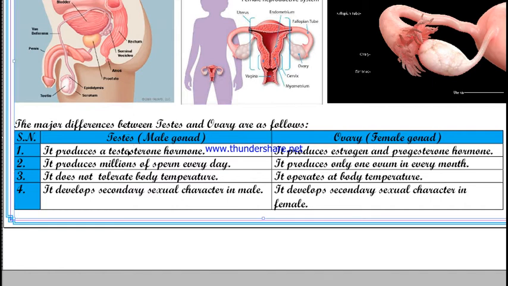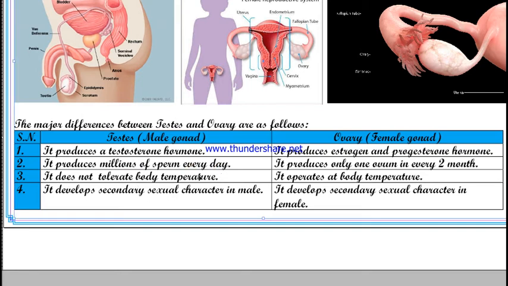Another function of testis is that it produces millions of sperm every day. Every day testis produces millions of gametes, but the ovary produces only one ovum every month, actually every 2 months. Each ovary produces only one ovum in every 2 months. That is why one egg is released in 1 month. See, in the first month, say this ovary releases an ovum, in the next month this ovary, and then again the next month this ovary, like that, turn by turn they will release eggs.